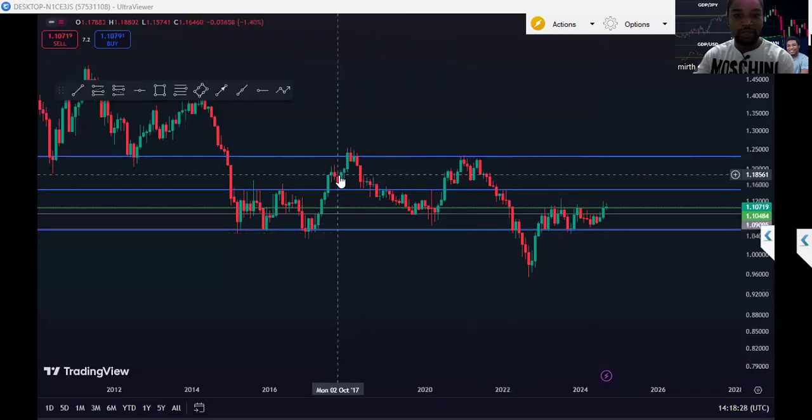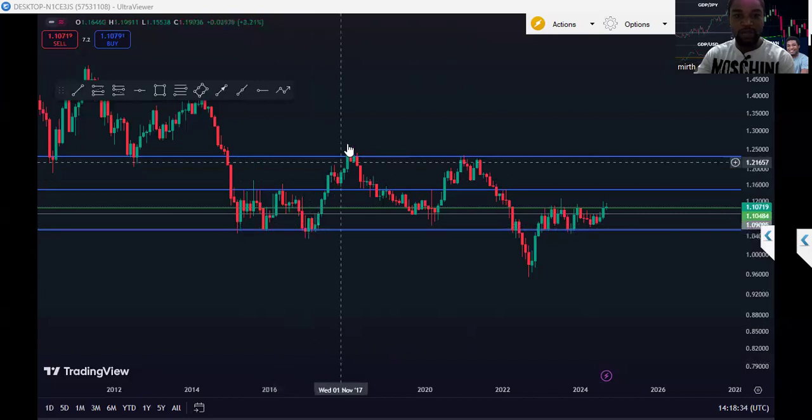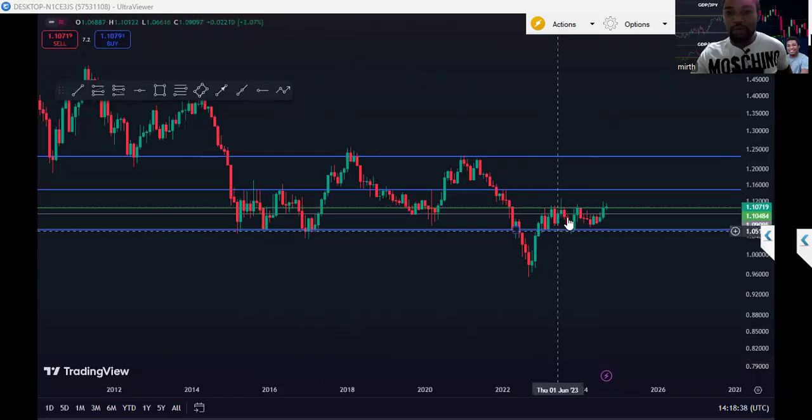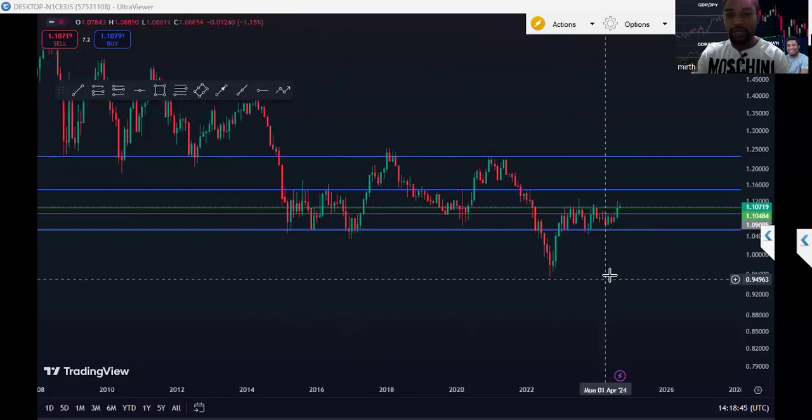So if you see this one, this is a head and shoulders pattern. This one is a triple bottom. This triple bottom reversed this market to this area. So presently, I'm looking at the present price action. What is the present price action doing? That is what I'm currently concerned with.